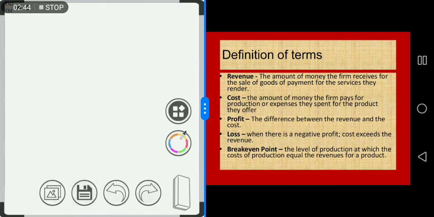This lesson will make use of your previous knowledge sa basics ng ating algebra, functions specifically. Okay, so all of these terms will be represented with functions. No, yung kung natatandaan niyo yung f of x na tinatawag. Yan na po. So we will represent each one with functions.